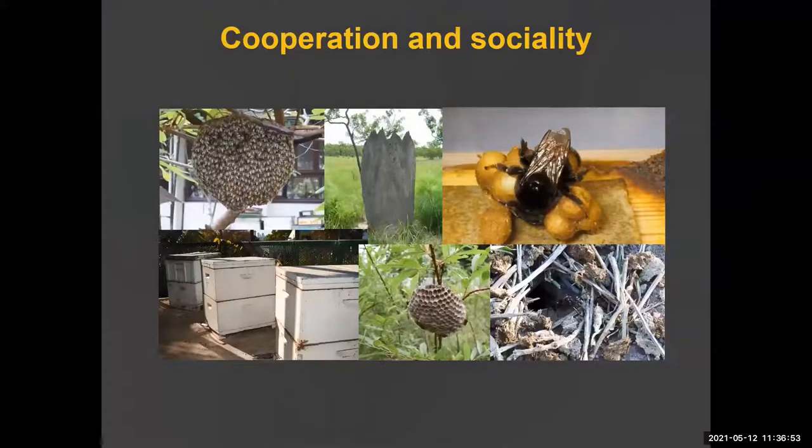There are many interesting examples of cooperative societies in the social insects in particular. Here in the top left, you can see an example of the Asian honeybees, Apis florea, that nest out in the open. In the centre, you can see termites in northern Australia. Then there's bumblebees, honeybees, paper wasps, and also dinosaur ants coming from Brazil.